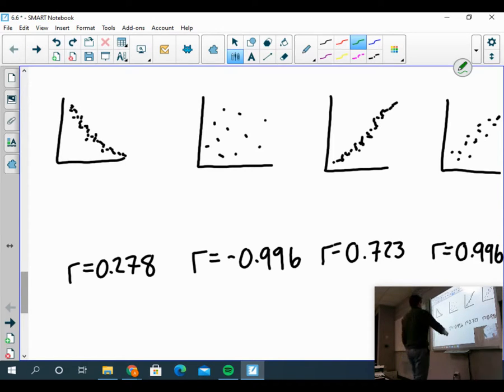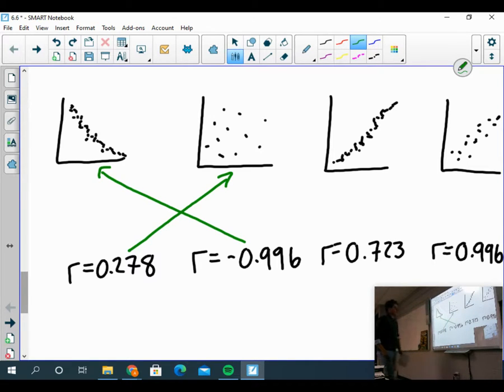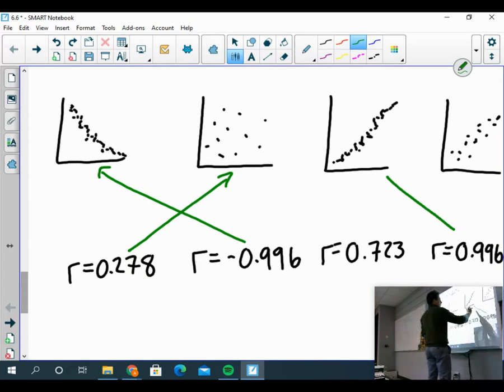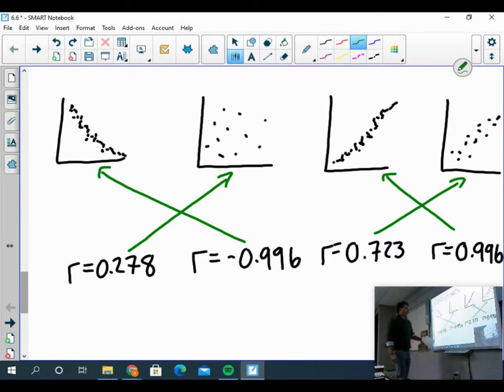So hopefully the first one you got is 0.278 goes there. Why? Well, 0.2 is pretty close to 0. It's not close to 1 or negative 1. Consequently, we see the data scattered all over the place. Then hopefully you took the negative 0.996 over here. Again, why? Because it's a negative line and it looks pretty straight. Now the tough ask might have been determining between 0.996 and 0.723, but hopefully you had 0.996 going here and 0.723 going here, because the first graph is a little more like a straight line than the second.